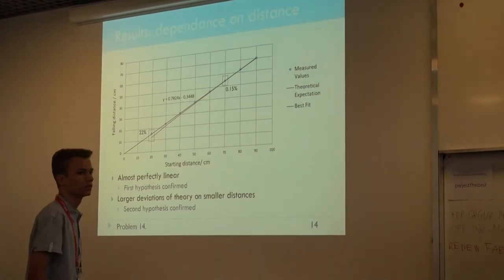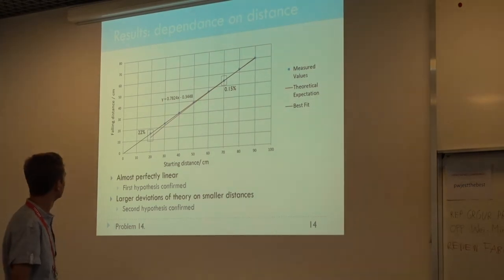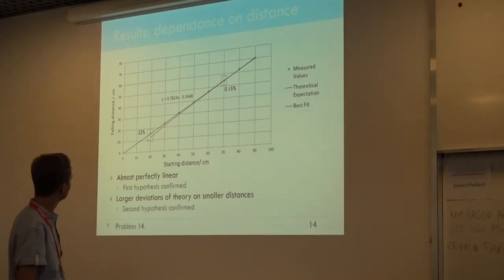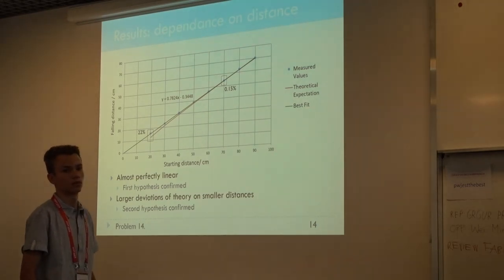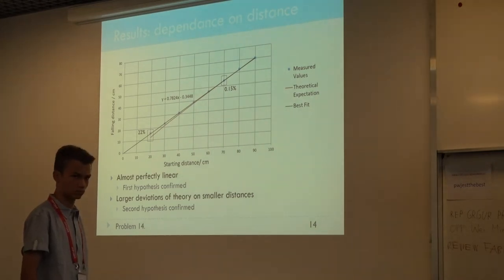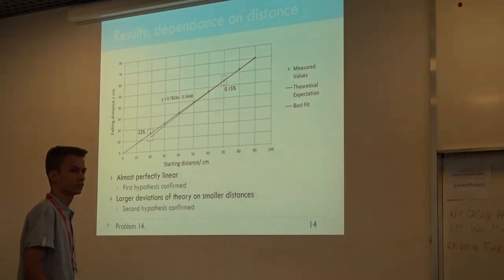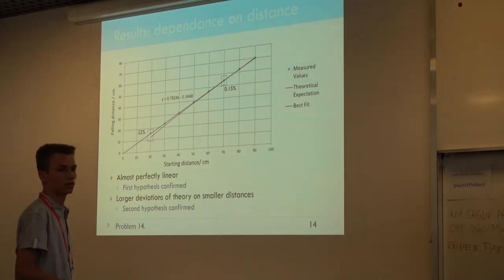You said that you expected your theoretical expectation, the falling distance, should be linearly related to the starting distance. Yes. You also said that you expected your data points to be linear. Yes. Fine. And you expected them to agree when you got up to higher values. Those straight lines after 90 centimeters are going to start to diverge. Yes, I agree. What do you expect your data to do after you go past 90 centimeters?